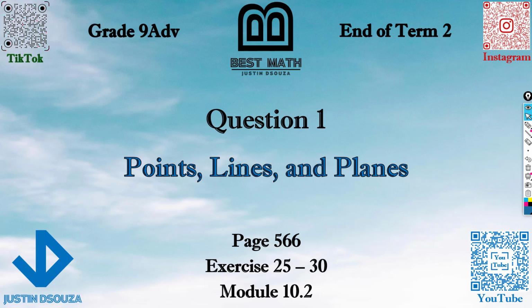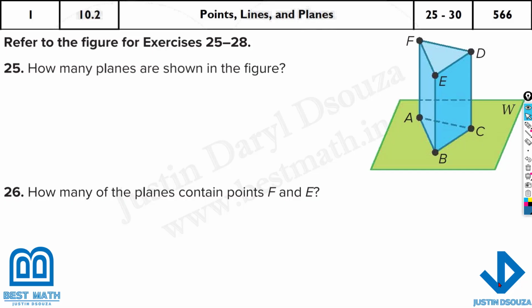The first question in the electronic part is points, lines, and planes. It is from module 10.2. Here we have been given a figure and they have asked us how many planes are there. If you look carefully, planes are anything that has more than 3 points, an enclosed shape with more than 3 points.